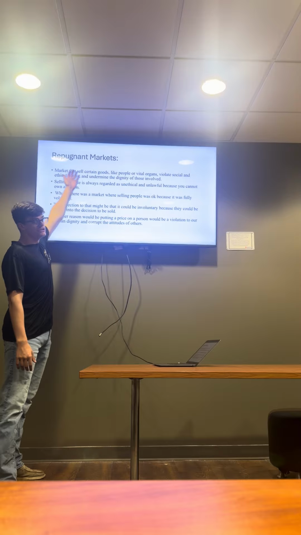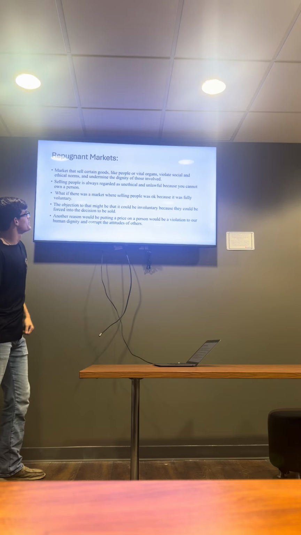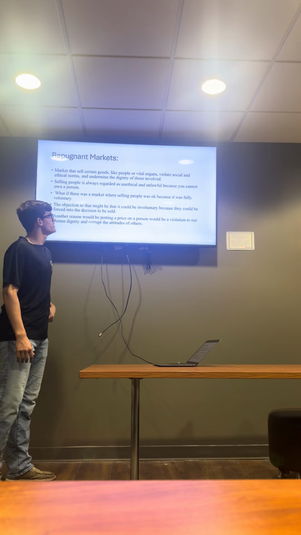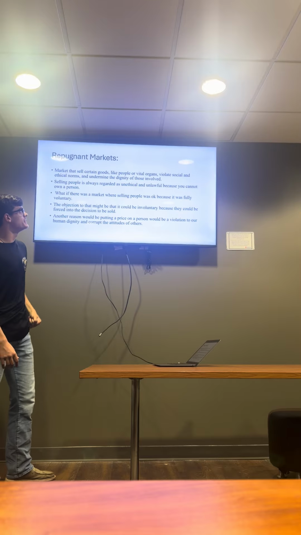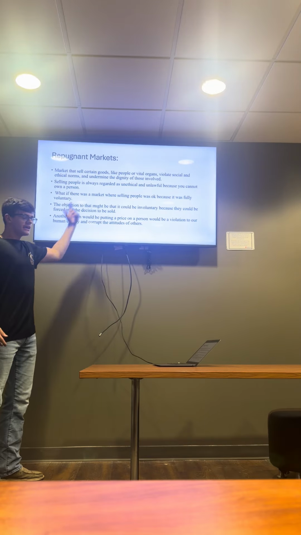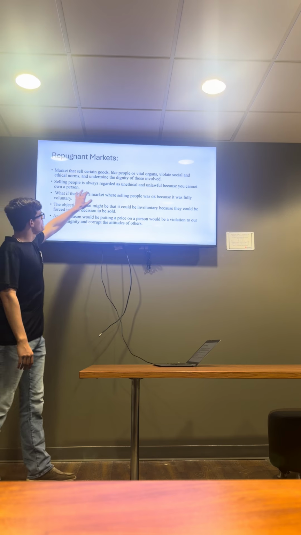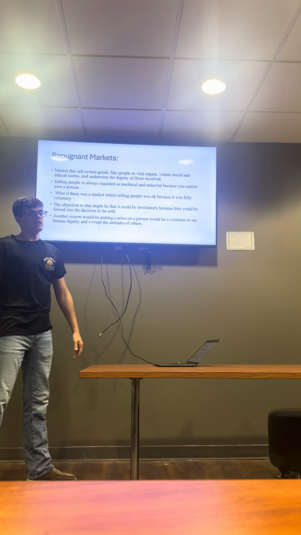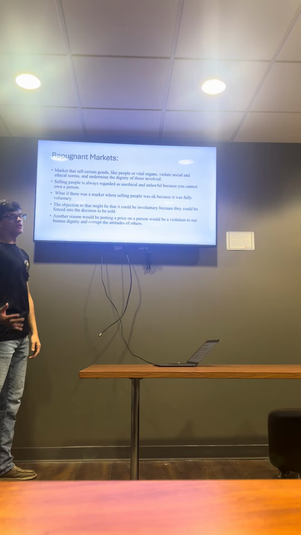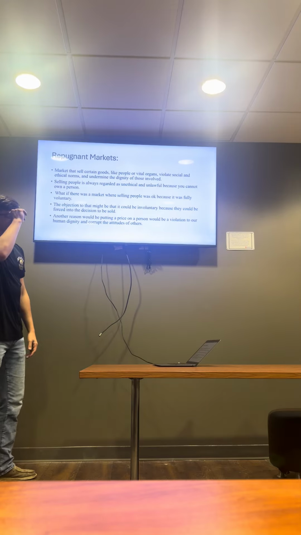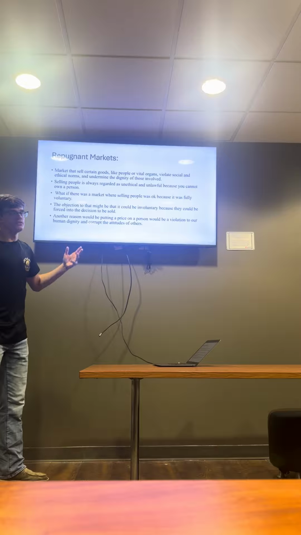We then move into repugnant markets. Those are markets that sell certain goods, like people or vital organs, that violate social and ethical norms and undermine the dignity of those involved. A good example is selling people. Selling people is always regarded as unethical and unlawful because you cannot own a person. What if there was a market where selling people was okay because it was fully voluntary?